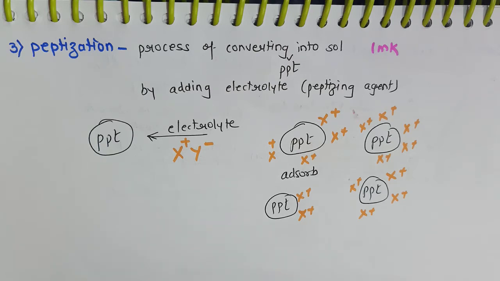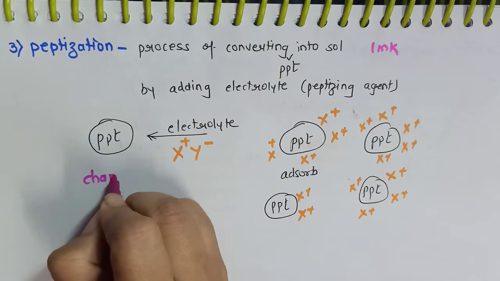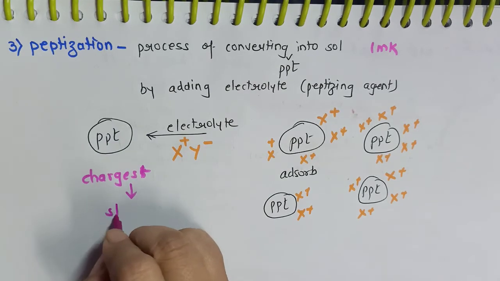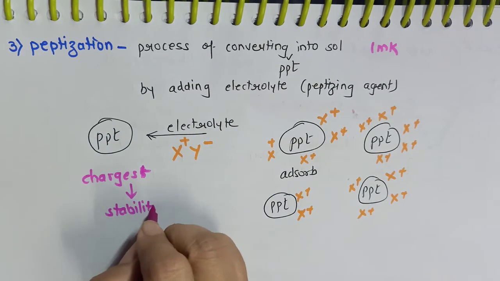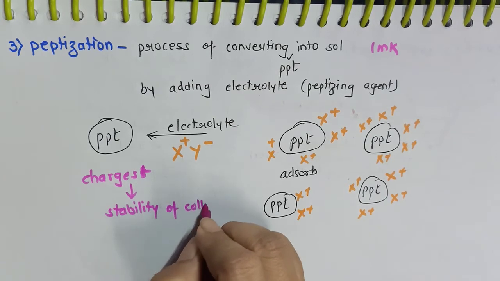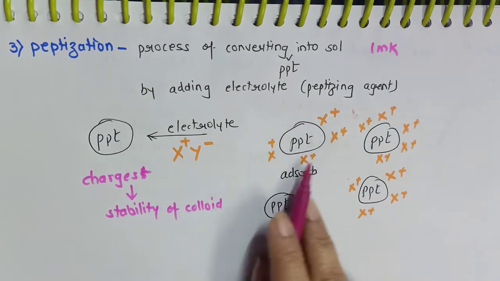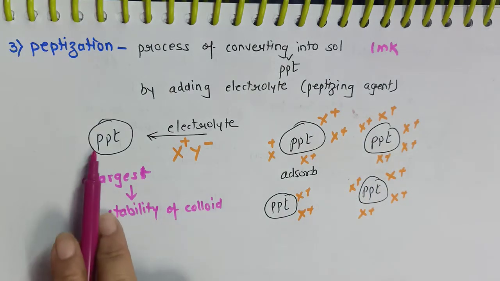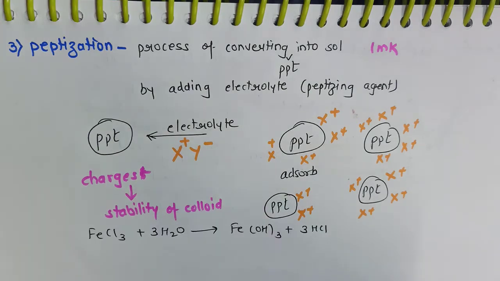We know that in colloidal solution, the particles are neither completely dissolved nor do they settle down. This is the reason behind it. That is, the charges are responsible for the stability of colloids. Since the charges are present on them, they will start moving away from each other and will remain in the colloidal state. So this is how we can convert precipitate into a sol.